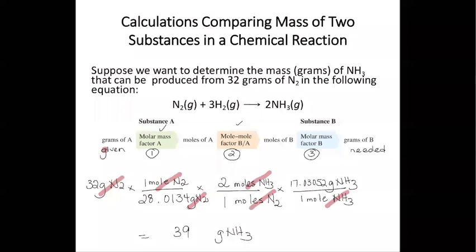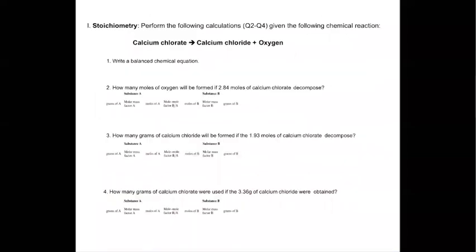Taking that into consideration, there is one practice problem. These types of problems in chemistry are called stoichiometry. This is the problem that is in the in-class worksheet. The first thing that we have to do is generate the balanced chemical equation. Here we have calcium chlorate reacting to form calcium chloride and oxygen. I'm going to give you guys a minute to write the balanced chemical equation.